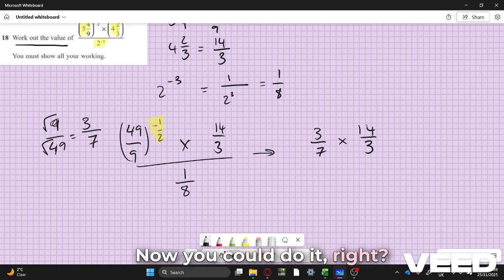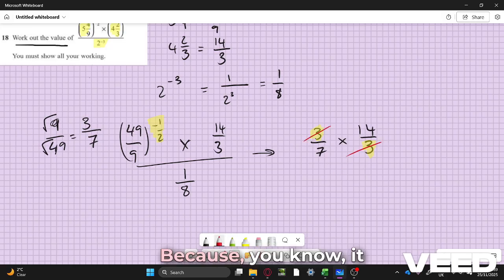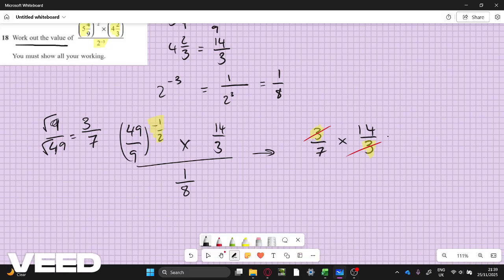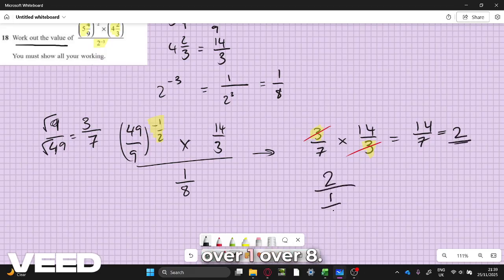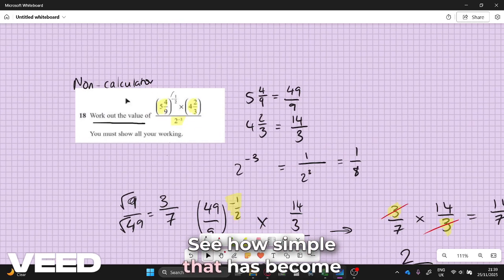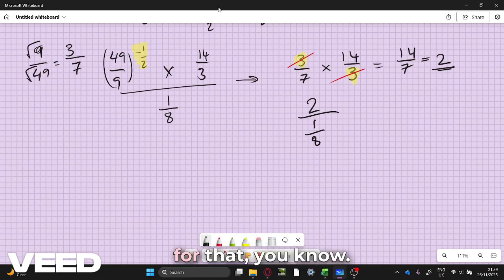Now, you could do 14 times 3, but that's a bit complicated. Or you could just notice that there's a 3 there and a 3 there, and since one is on the numerator and the other on the denominator, they cancel each other out. If you do it normally, both would be divisible by 3, which then cancels out later on. Which gets the answer of 14 over 7, also known as 7 times 2, which is 14, so 2. Lovely. So that then will become 2 over 1 over 8. See how simple that has become.